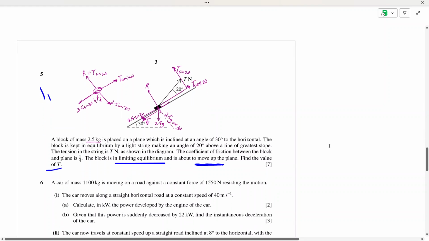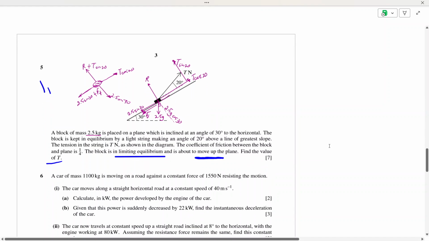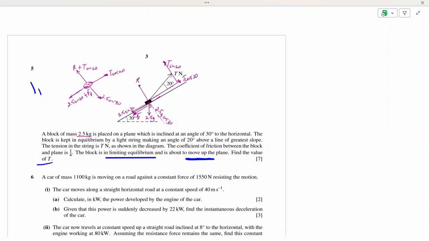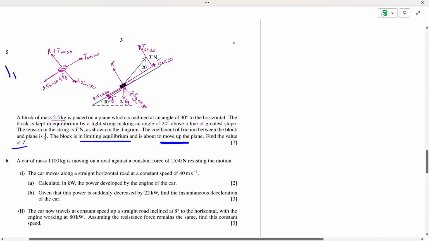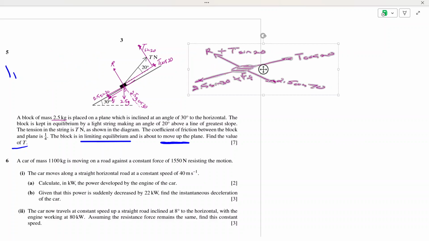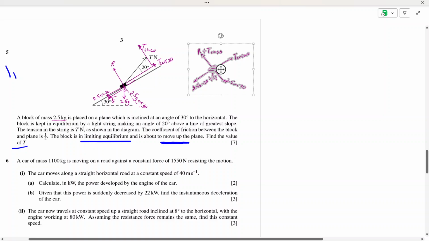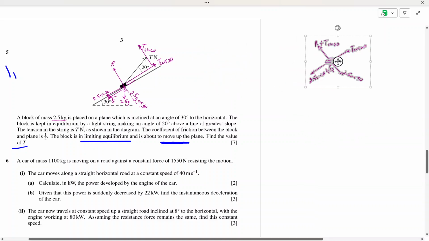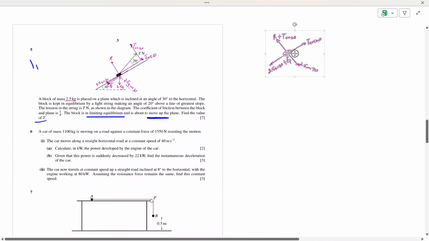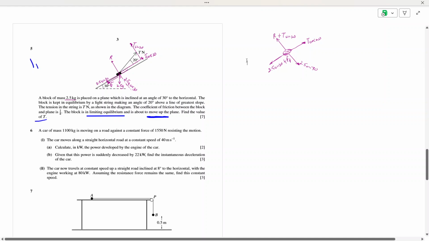The next thing that I'll do is to use Newton's second law of motion. Here, we're going to use Newton's second law of motion. Next thing we'll do is to use Newton's second law of motion, right?